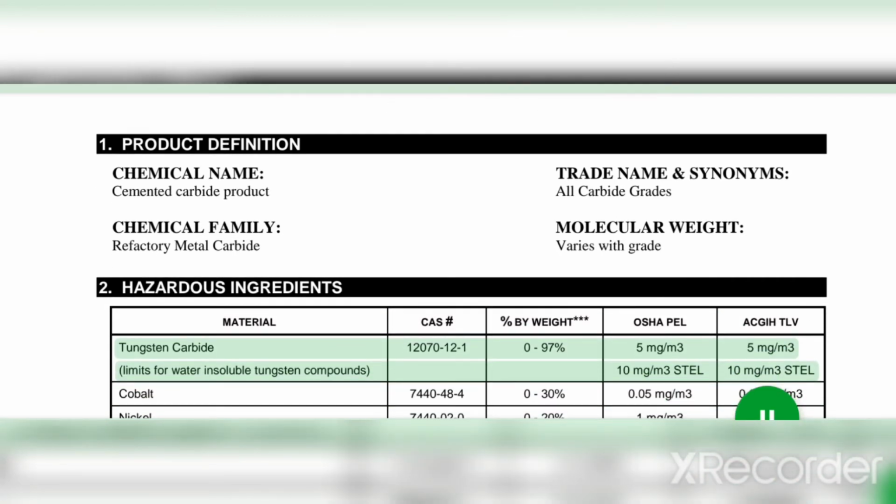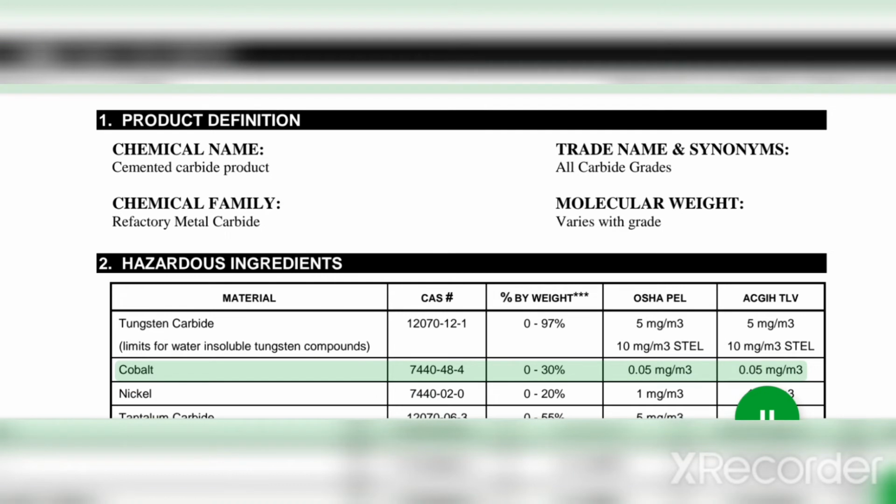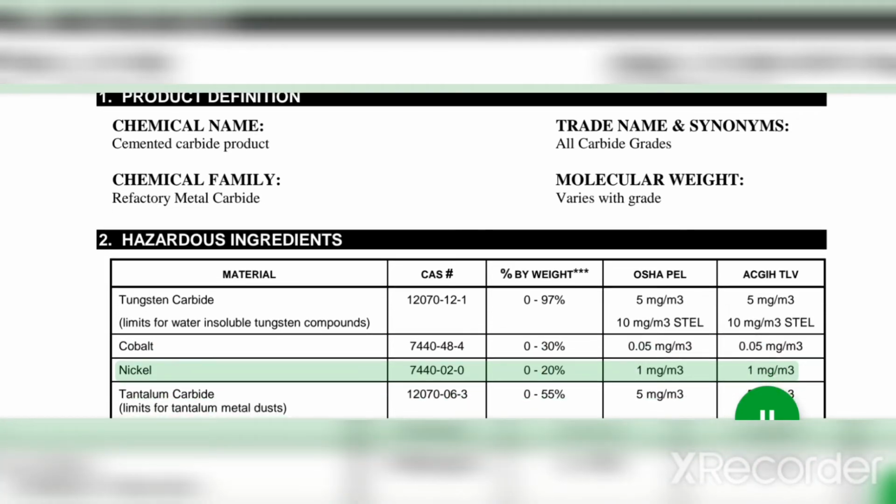Tungsten carbide, 12070-12-1, 0-97%, 5 mg/m3, 5 mg/m3. Limits for water insoluble tungsten compounds, 10 mg/m3 STEL, 10 mg/m3 STEL. Cobalt, 7440-48-4, 0-30%, 0.05 mg/m3, 0.05 mg/m3. Nickel, 7440-02-0, 0-20%, 1 mg/m3, 1 mg/m3.